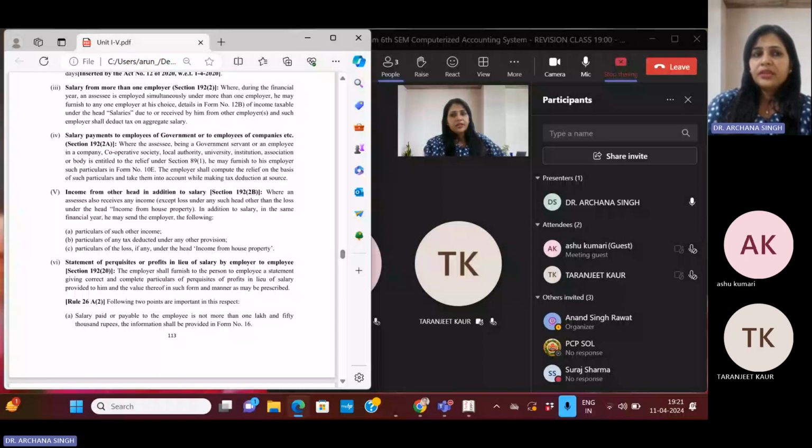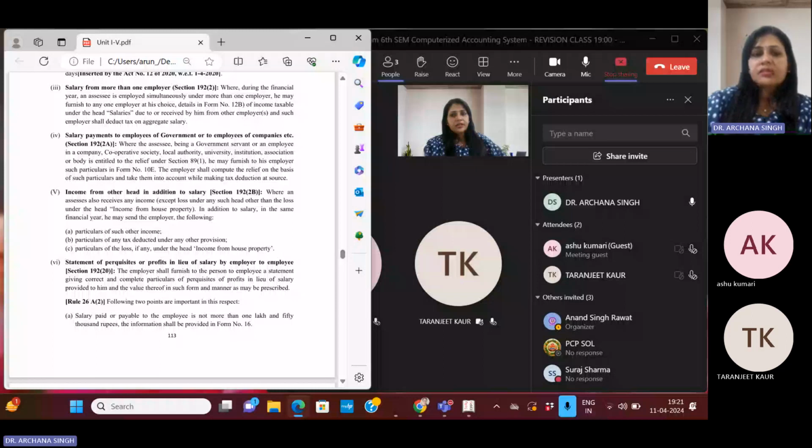Okay. Then rule 26A subsection 2, following 2 points are important in this respect when you are talking about the statement of perquisites or profits in lieu of salary by employer to employee. First one is salary paid or payable to the employee should not be more than 1,50,000 rupees, that information shall be provided in form number 16. Then salary paid or payable to the employee is more than 1,50,000 rupees, then information shall be provided in form number 12BA.